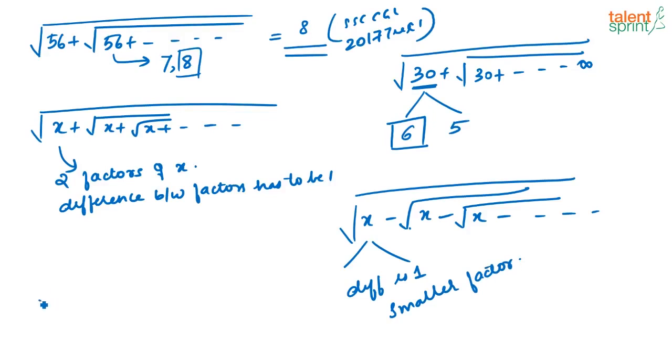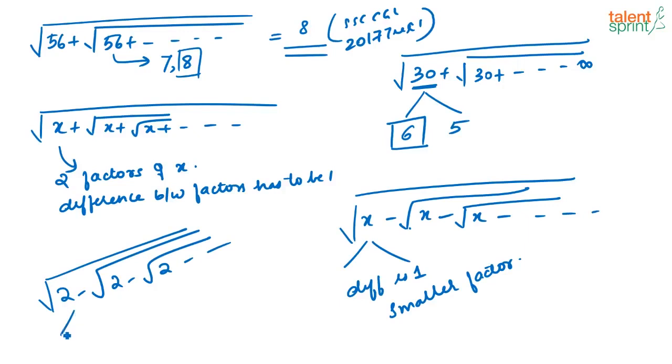For example, if I say root 2 minus root 2 minus root 2 and so on. Now what are the two factors of 2 which have a difference of 1? That is 2 and 1, right? These are the two factors whose difference is 1. So which is the smaller factor here? It is going to be 1. So your answer will be 1.